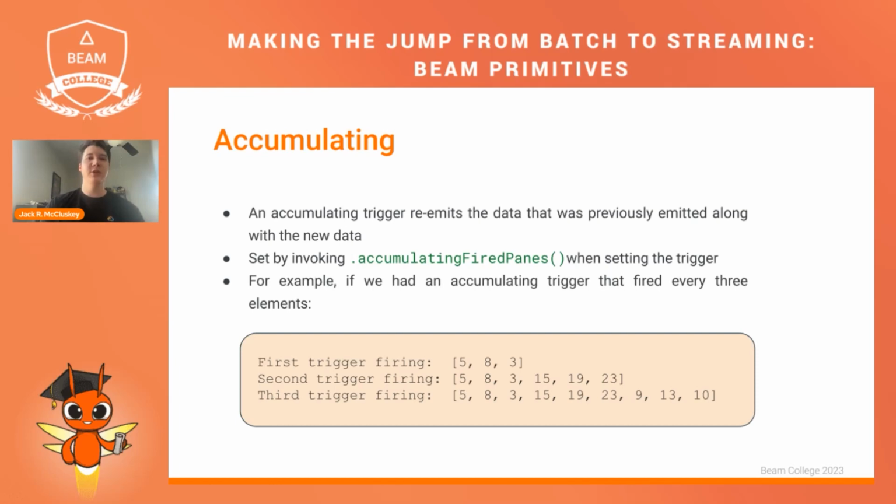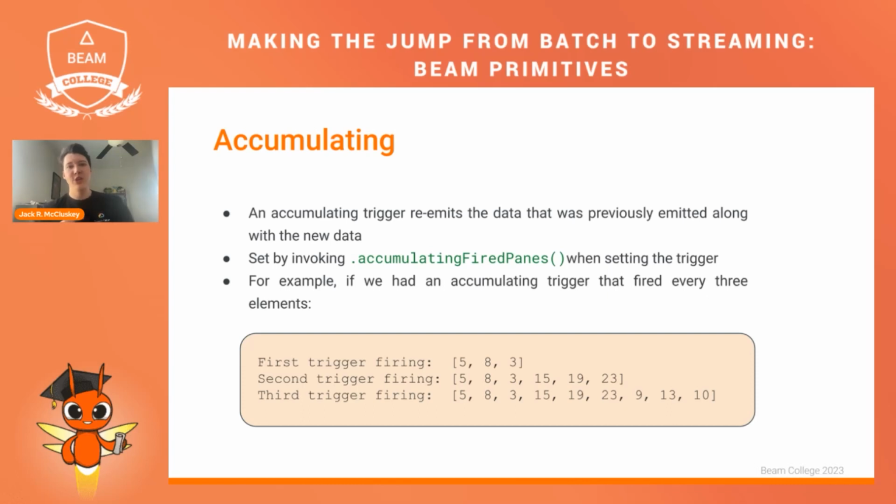So accumulating triggers re-emit the data that was previously emitted along with the new data. You can set the accumulating fired panes option when you set the trigger. And the idea is that the pane will just grow with that new data.